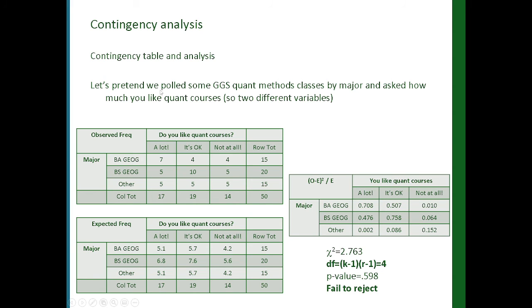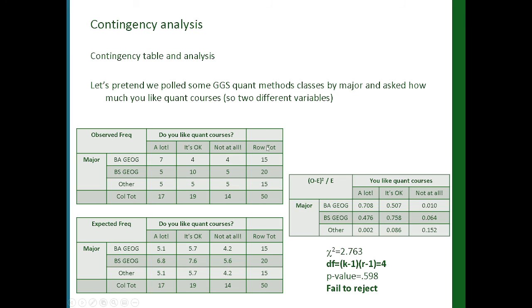So let's assume that we go out and poll GGS quantitative methods students, and ask how much they like quant courses. Before we begin, I can imagine we might get a few negative responses, because some people don't like particularly statistically based classes. But essentially, for each of these majors, BA in geography, BS in geography, or other, we get these responses: either you like them a lot, it's okay, or you don't like them at all, you really detest them.